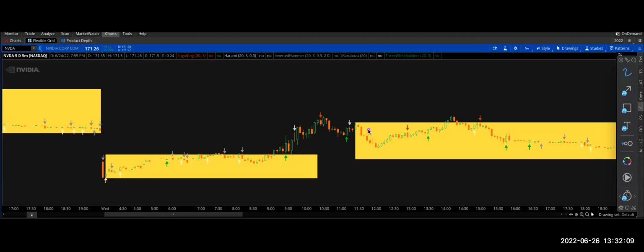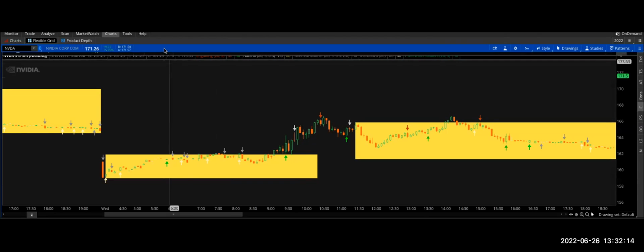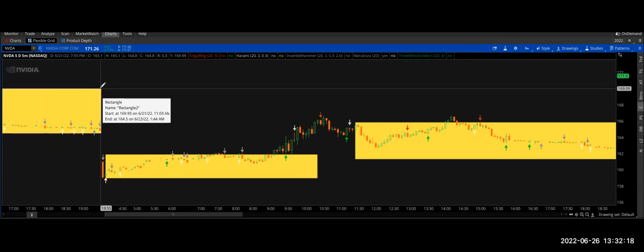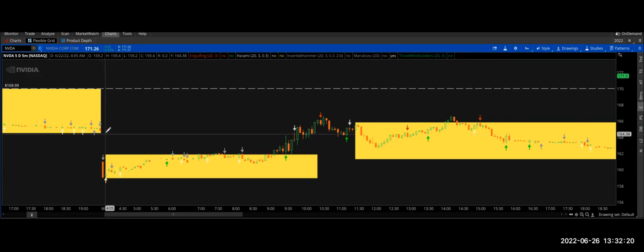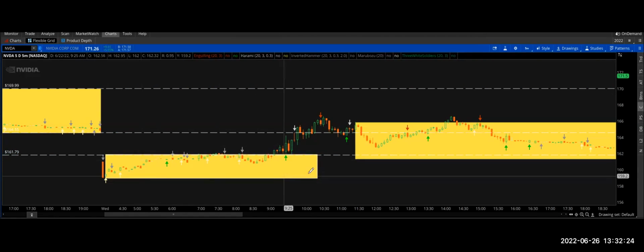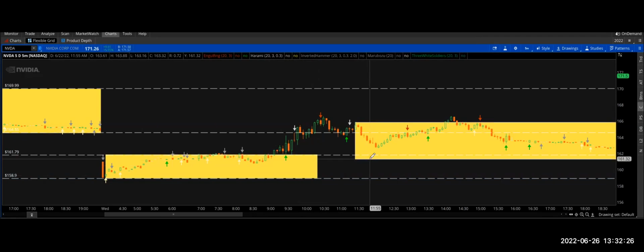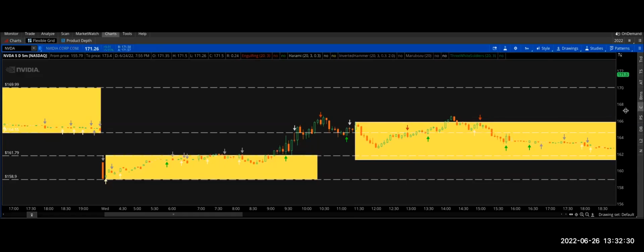Can you use the price action tool with the volatility tool? Absolutely. Of course you can, right? I do it all the time. All right, this is how I build out my levels.